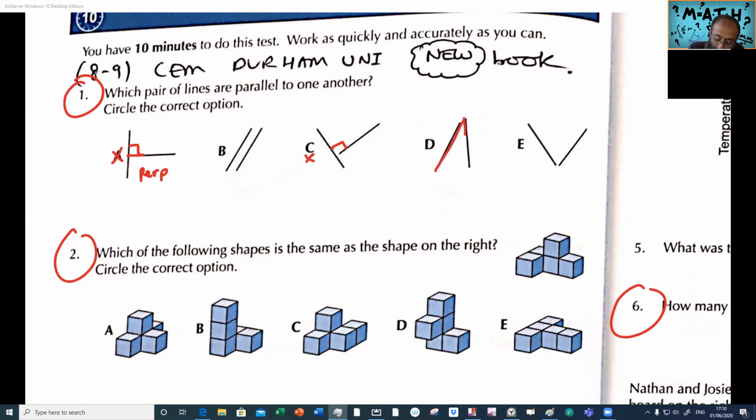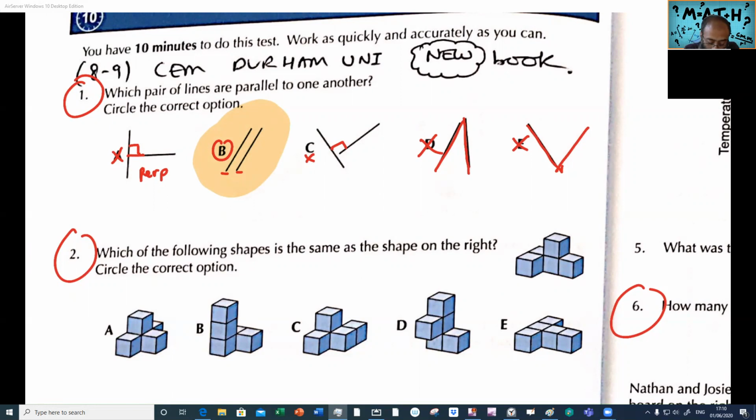D, these lines are going towards each other. They're definitely neither, and same here. So these ones are going towards each other. So the answer is B. So even though one looks slightly staggered, as long as the distance between them is the same, that's what defines a parallel line. So okay, I hope that helps you.